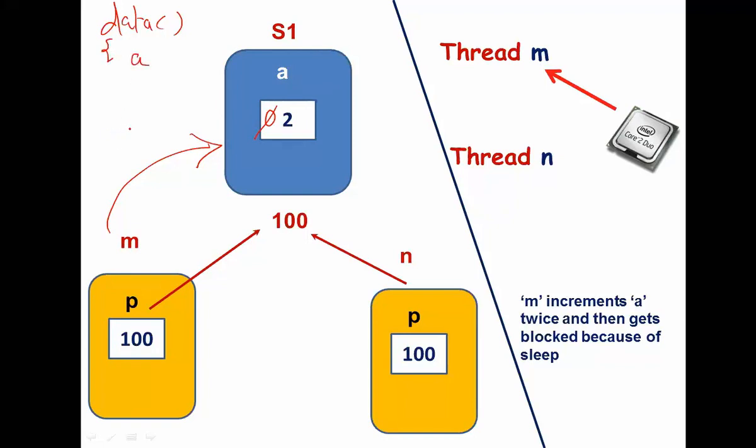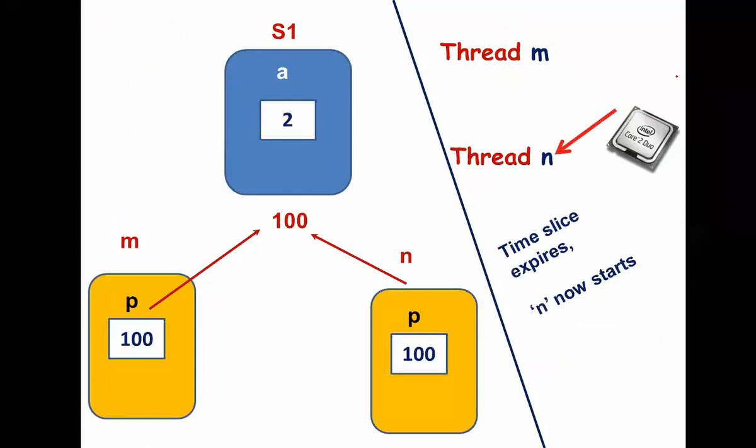It now wants to print A, but between these two, we've put a sleep method. Thread M has access to this object S1, and it incremented the value of A twice. But before it could display the value of A, it goes into sleep mode. In the meantime, the time slice of M expires. M will have to give up the resources, and these resources will then be allocated to N. In other words, before M could complete its work of displaying the data, another thread comes in. Now N comes in.